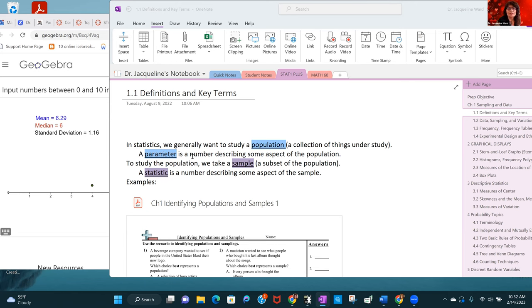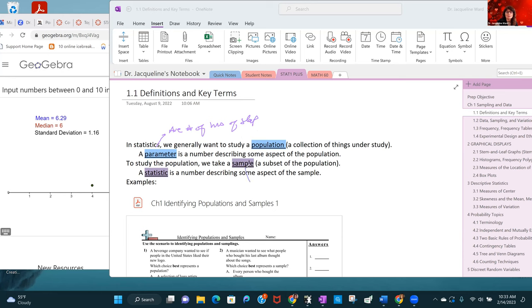And then a parameter is a number that describes some aspect of the population. So maybe like we did the example, what's the average amount of sleep? The parameter that we're looking at there is the average amount of sleep, so our average number of hours of sleep per night of a college student. So that's what we want to know.